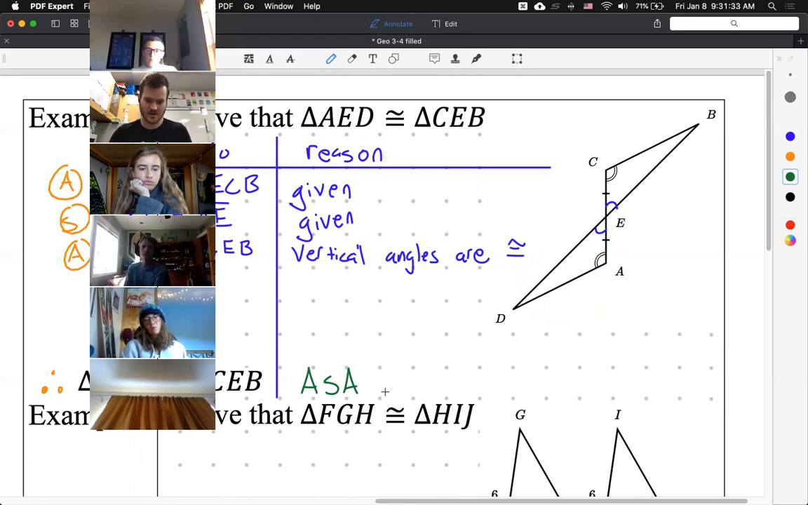So when we're done, little black box in the bottom right-hand corner. That's my favorite way of doing it. If you want to be super cool, you can say QED, quod erat demonstrandum. I don't know Latin.